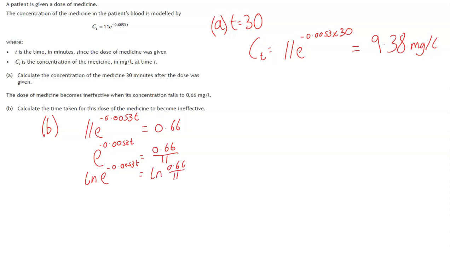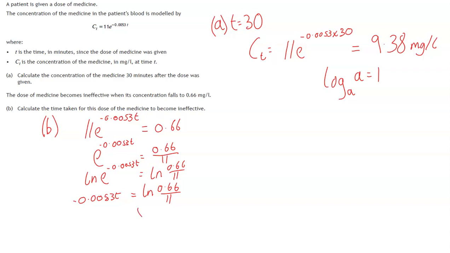If I bring the power down, I use my rules of logarithms to do that, negative 0.0053 t. Now remember, ln is the natural logarithm, so that's log to the base e. So I've got log to the base e of e. Remember, log to the base a of a is just equal to 1. So log to the base e of e is just 1. So all I'm left with on that side is negative 0.0053 t. And that's going to equal ln of 0.66 divided by 11.